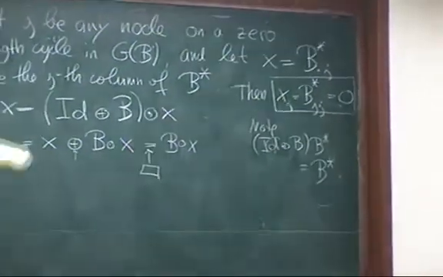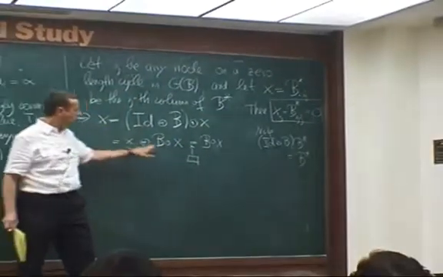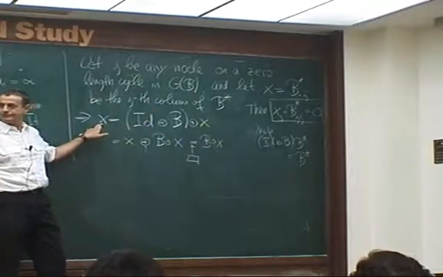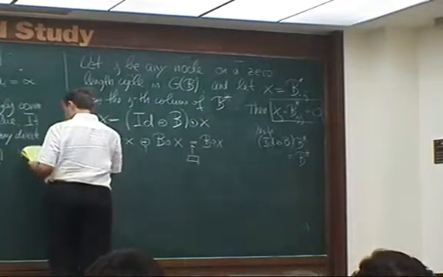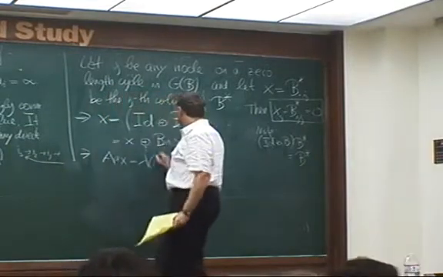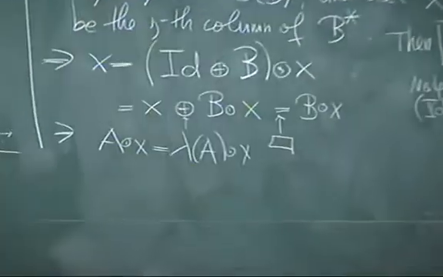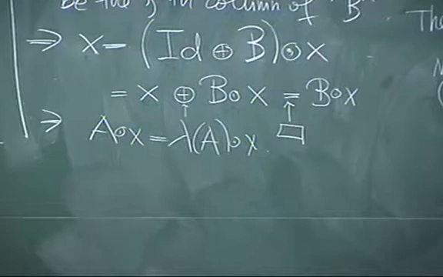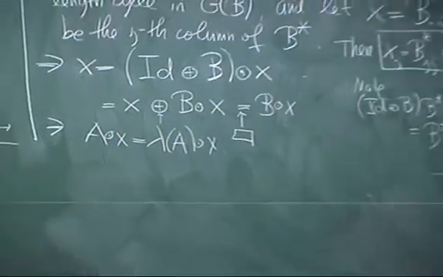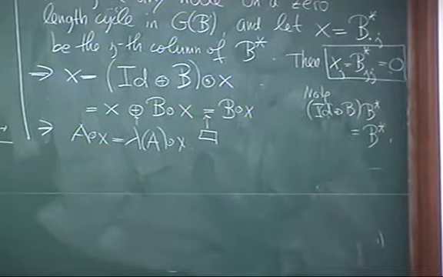Okay? So now we're done, right? So this says x is an eigenvector of b with eigenvalue 0, right? So what I've shown is that b times x is 0 times x, but that's the same as a times x equals lambda of a times x. So x is an eigenvector of a with eigenvalue lambda of a. Okay? So that's the eigenvector. And I've proved the theorem.